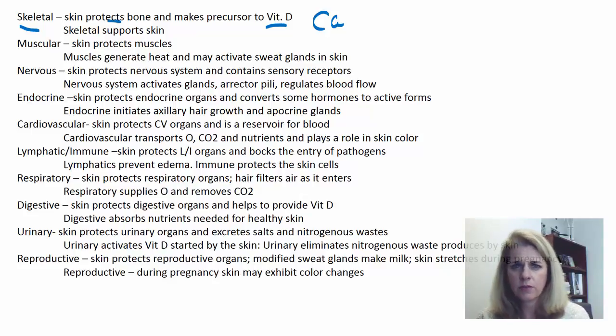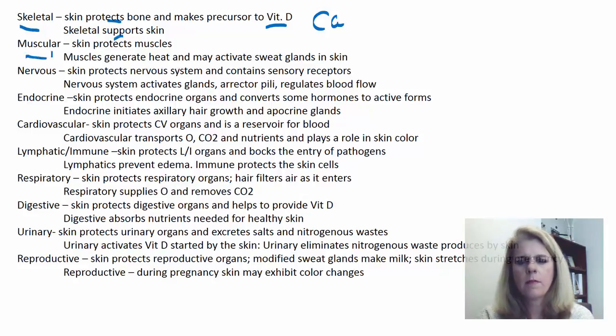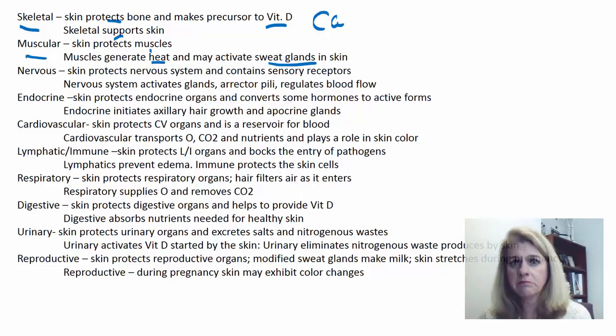What does the skeleton do for the skin? It's our scaffolding. It supports the skin. What about muscles? Most of the job of skin is protection, because it's our outermost layer. It protects those muscles. What do muscles do for skin? As muscles contract, they generate heat, which keeps your skin warm. If you get hot and need to cool down, that causes your sweat glands to turn on. As you're exercising and your muscles are working, you get really hot, then you sweat. See how the two are related?